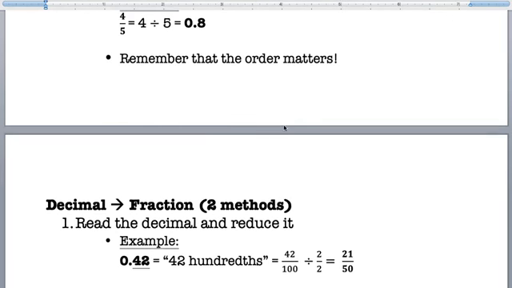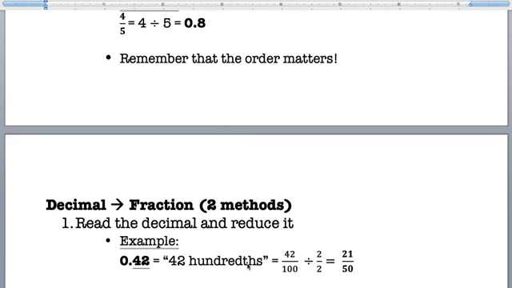So here we have 0.42, or if we want to read it in proper terms, we see that the two digits are 2 spots or 2 decimal places away from the decimal point. So since it's 2 spots, that's like 100. So it's 42 hundredths.